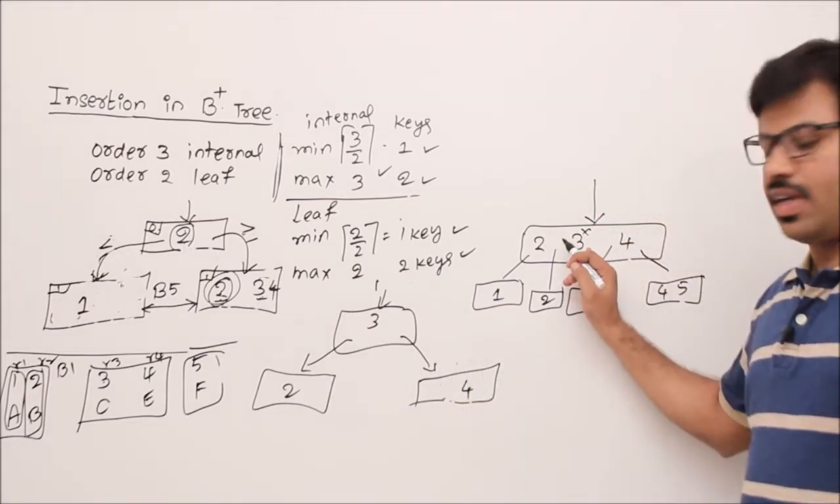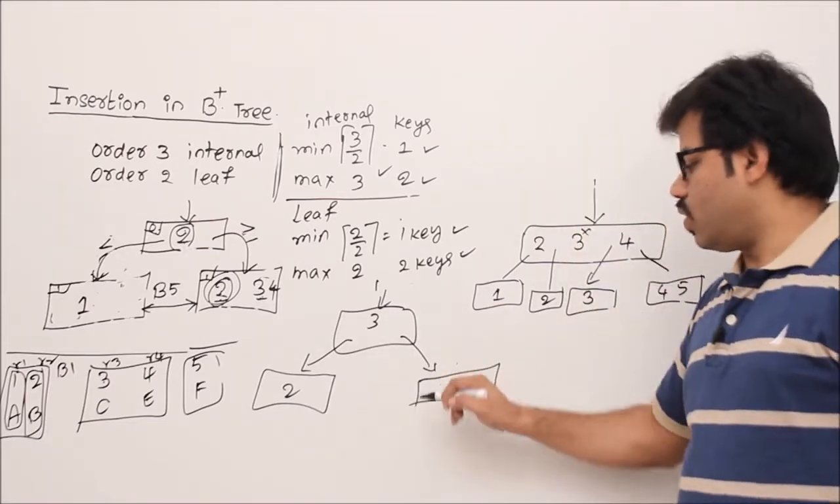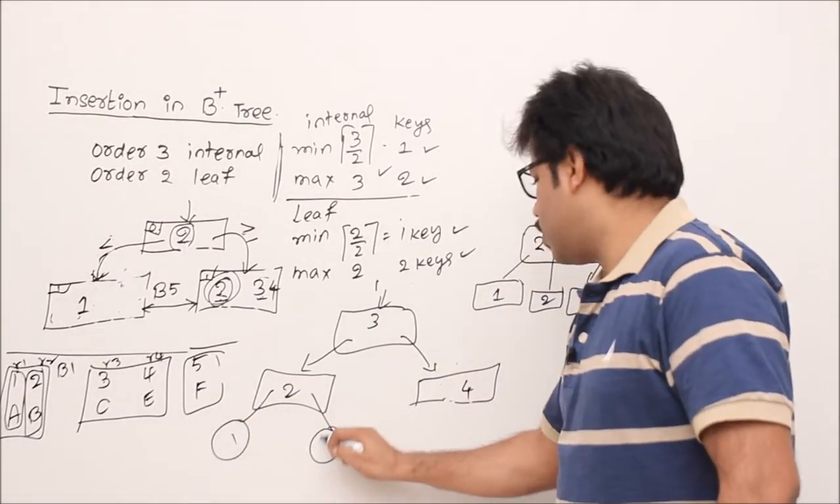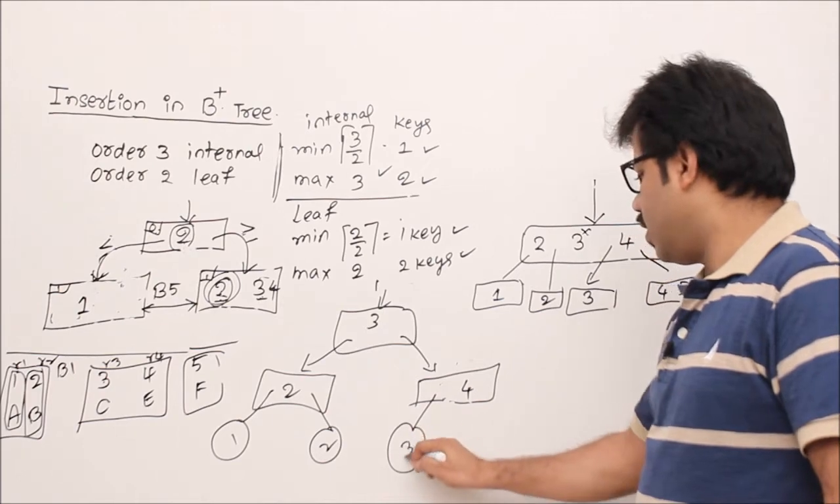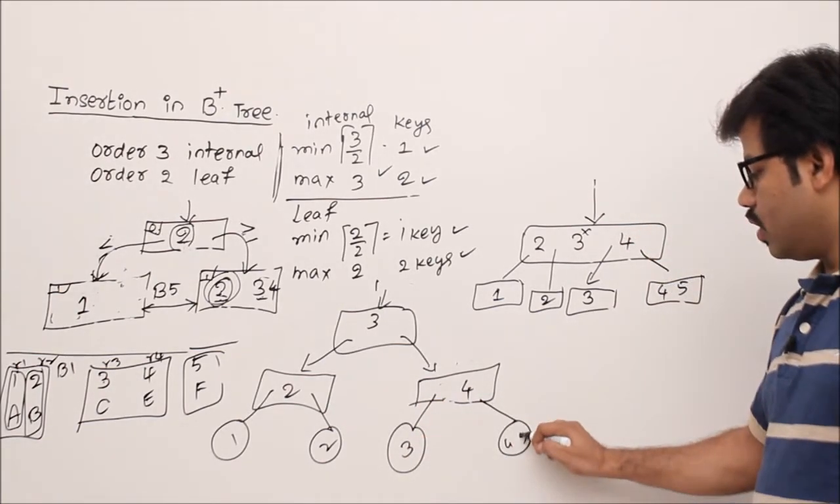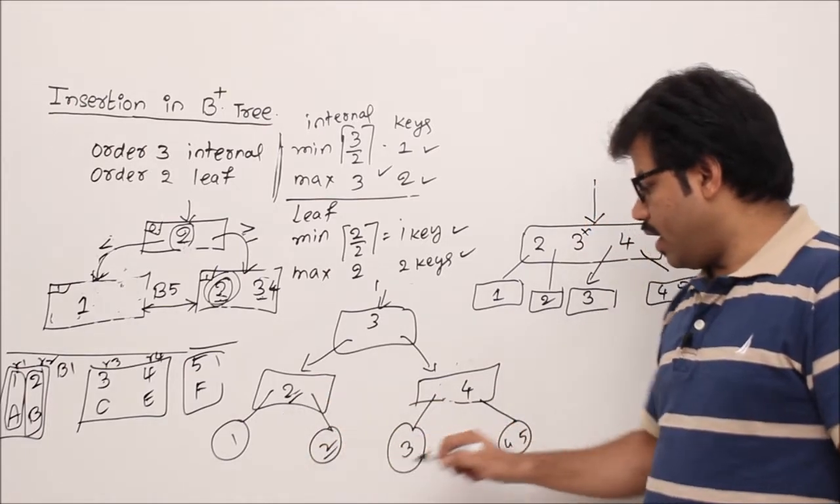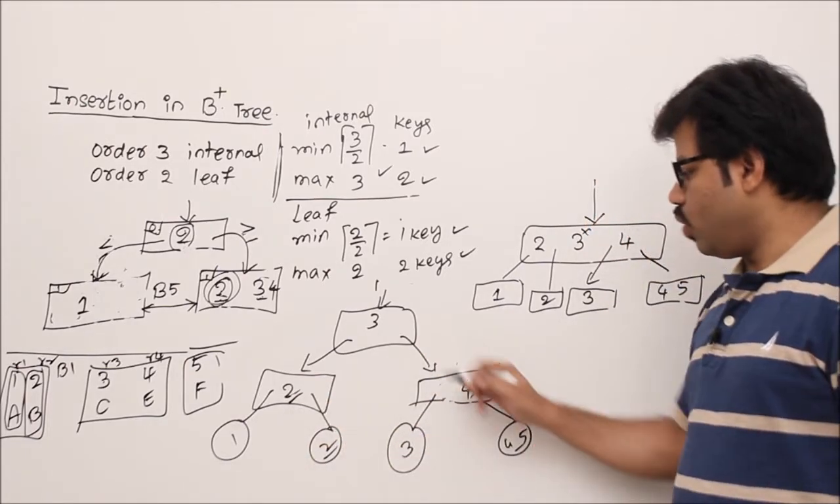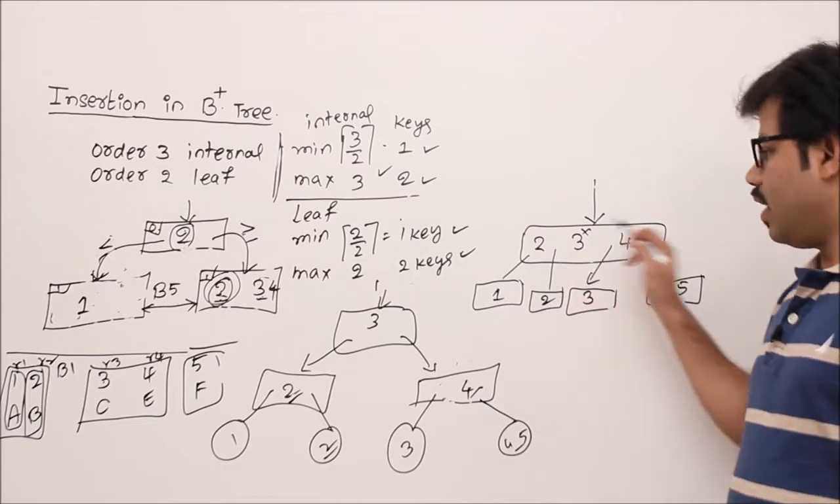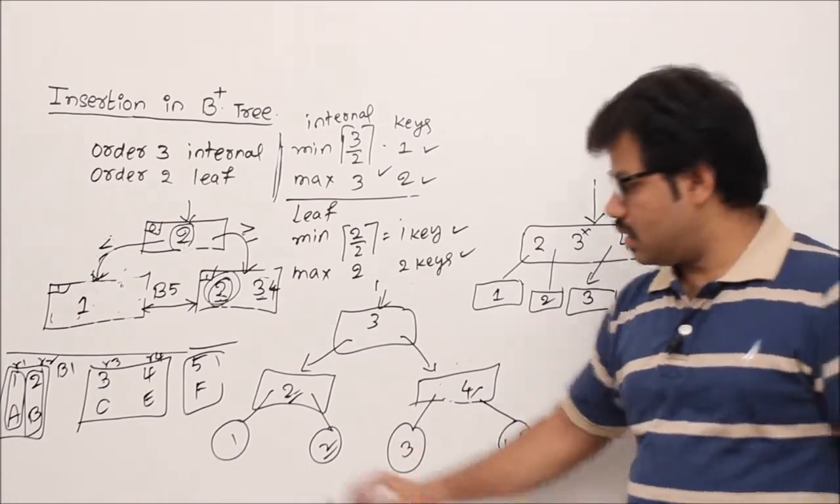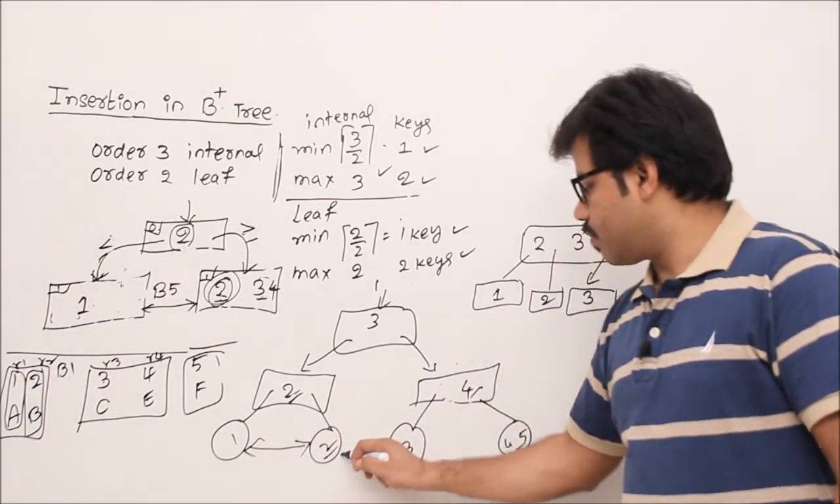Simply do it like a B tree. 3's left is 2, right is 4. 2's left is 1, 2's right is 2, 4's left is 3 here, and 4's right is 4, 5. See here, the key duplication is only at the leaves, but that key duplication is not required in the internal nodes, it's unnecessary. Okay, so finally this is B plus tree insertion.